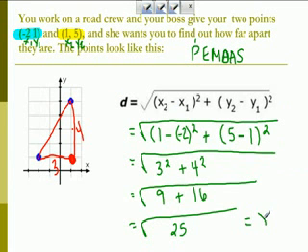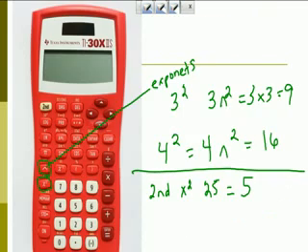So distance equals 5. So this line equals 5 units. Very simple. It looks very difficult, but it is not. It is very simple. Let's go on to the next one.